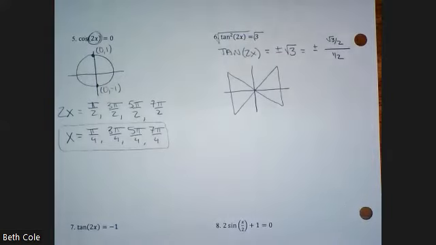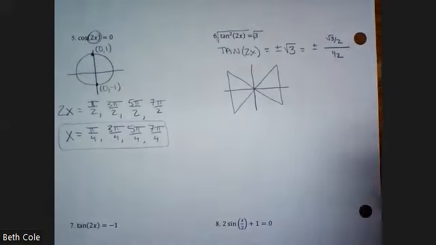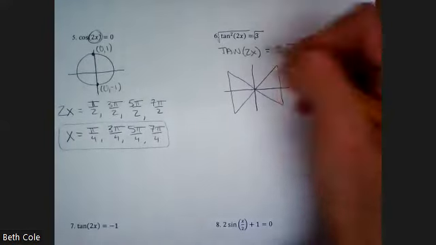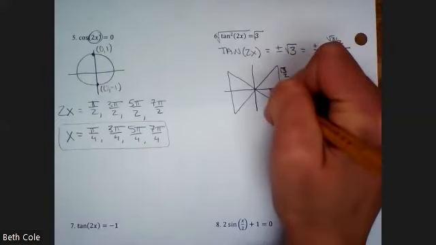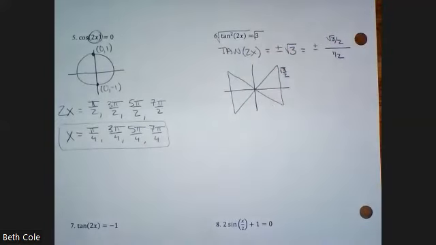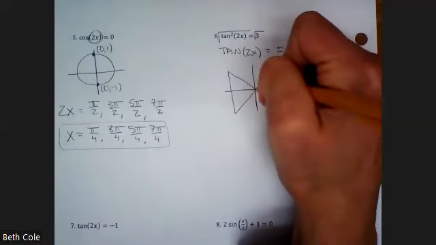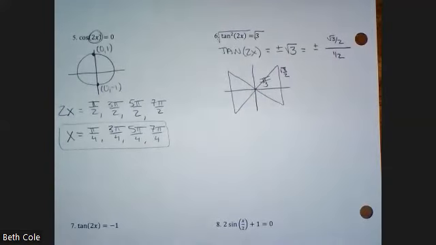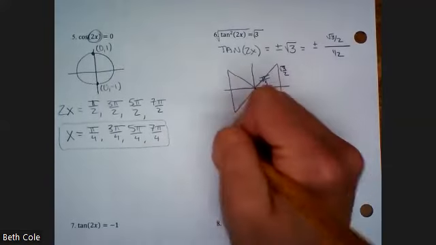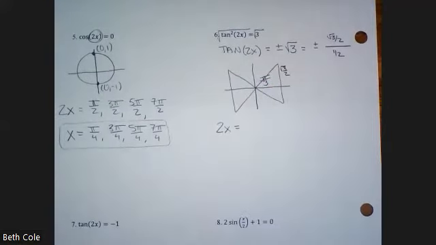And so, yeah, I apologize. This is going to end up having 8 answers because we have to go around twice. All right, tangent is y over x. So square root of 3 over 2 is the y, 1/2 is the x. And that means your angle is pi over 3. So it will be 2x equals, here we go. Are you ready?